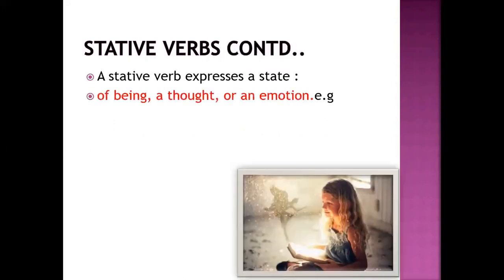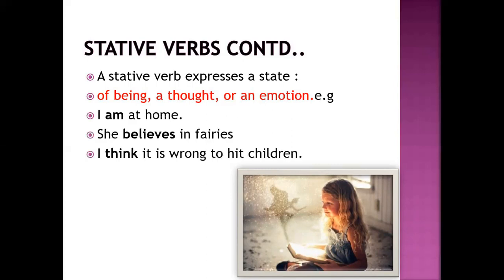A stative verb expresses a state of being, a thought, or an emotion. So what does it mean when we talk about a stative verb? These are those that show a thought, emotion, or a state of being. I am at home, a state of being. She believes in fairies. I think it is wrong to hit children. Believe and think are stative verbs.